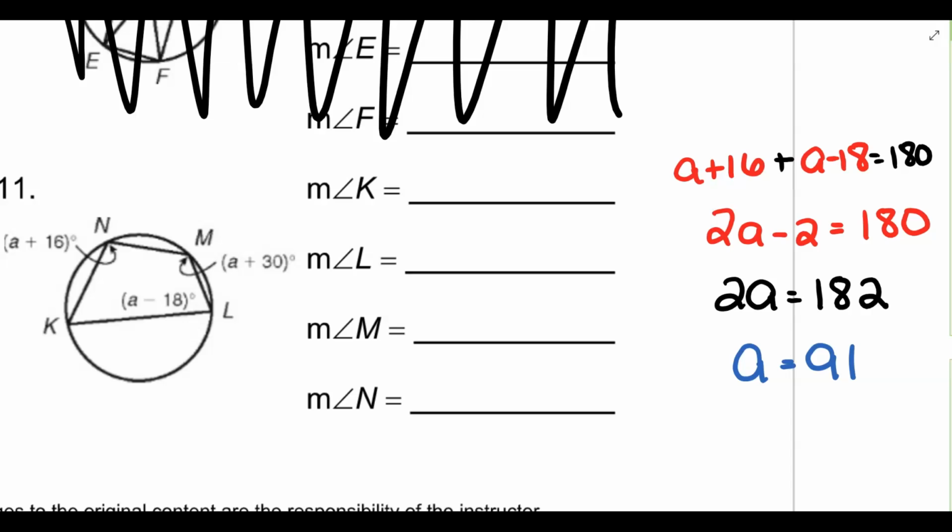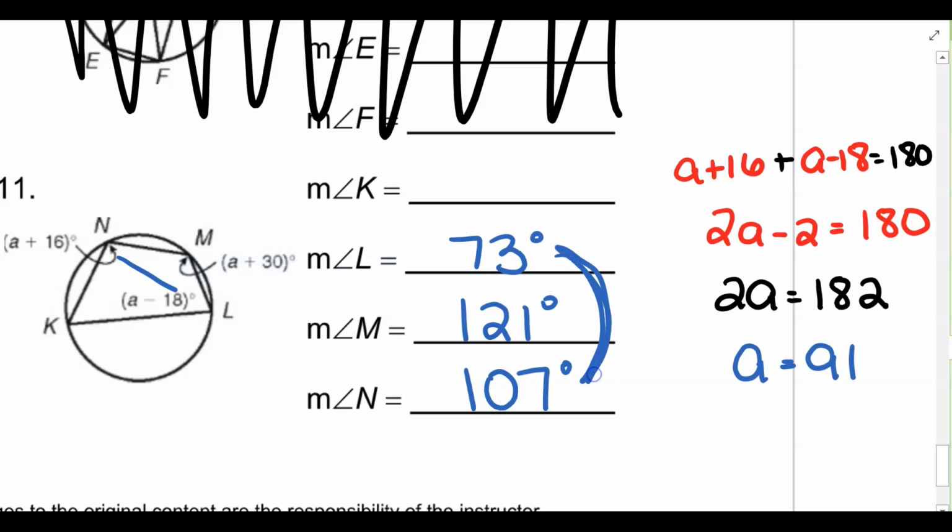So now we go and substitute in. Angle K, I don't know yet. Angle L, we have 91 minus 18. That's going to get me an angle of 73 degrees. Angle M, that's 91 plus another 30. That's going to get me 121 degrees. Angle N, I have 91 plus 16. That's going to get me 107 degrees, which worked out because that is supplementary with the 73 degrees.